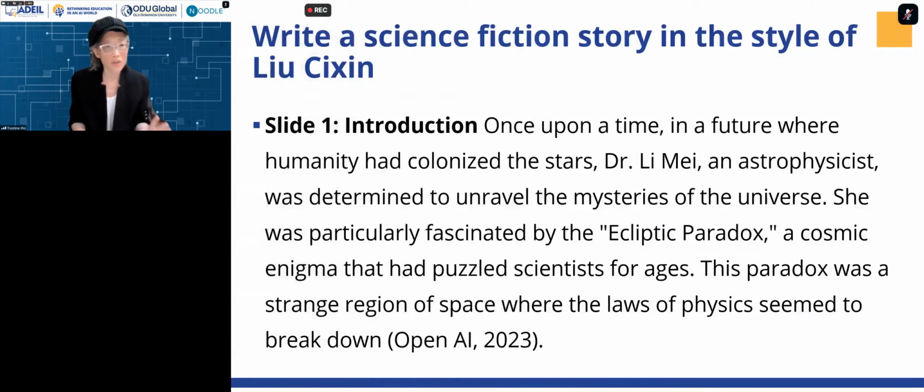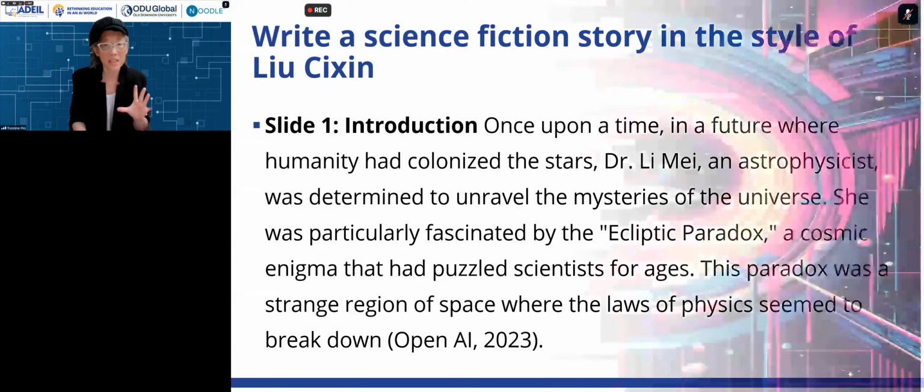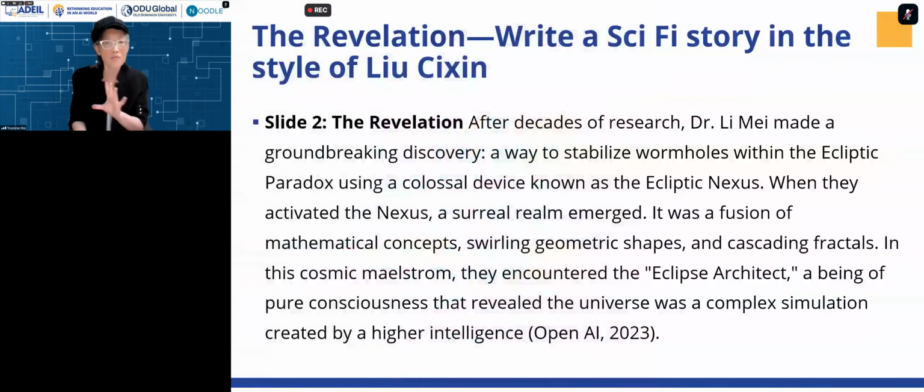Once upon a time in a future where humanity had colonized the stars, Dr. Li Mei figured out a way to create a wormhole in which people can travel through the wormhole. And so they were fascinated by the ecliptic paradox, a cosmic enigma that had puzzled scientists for ages. This paradox, a strange region of space where the laws of physics seem to break down. And so after decades of research, Dr. Li Mei made a groundbreaking discovery. She found a way to stabilize wormholes within the device known as the ecliptic nexus.